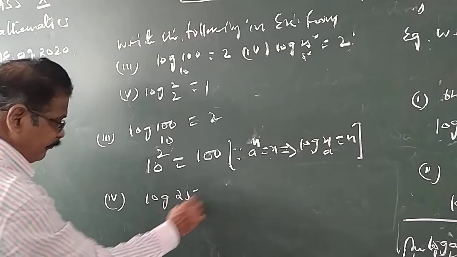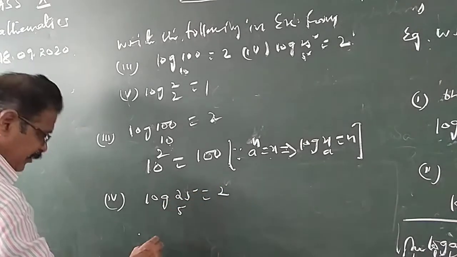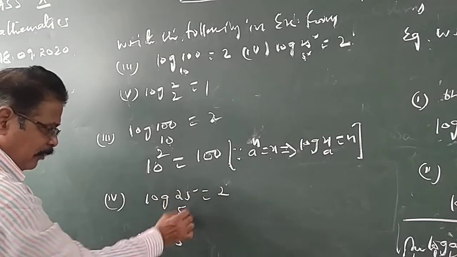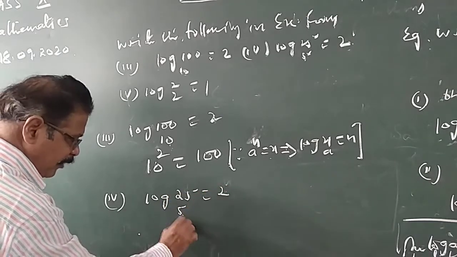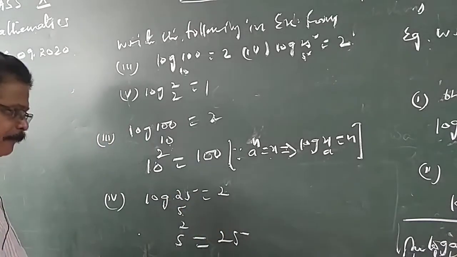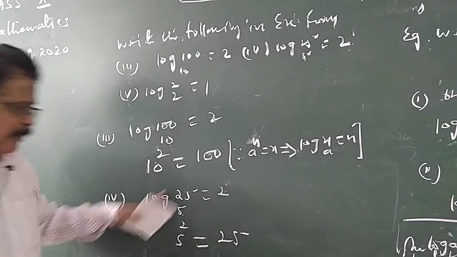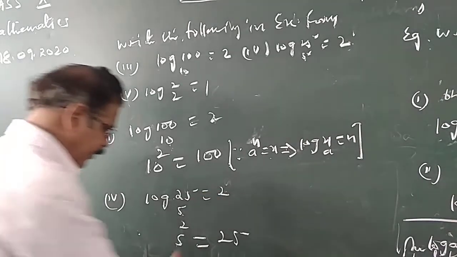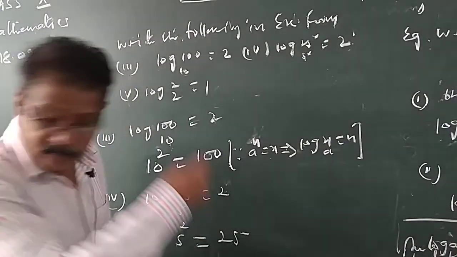Log 25 base 5 is equal to 2. This is logarithmic form. Change it into exponential form. The base is 5. The value of log 25 base 5 is 2. The value becomes the exponent. 5 square equal to what? 5 into 5, 25. So log 25 base 5 equal to 2, its exponential form is 5 square equal to 25.